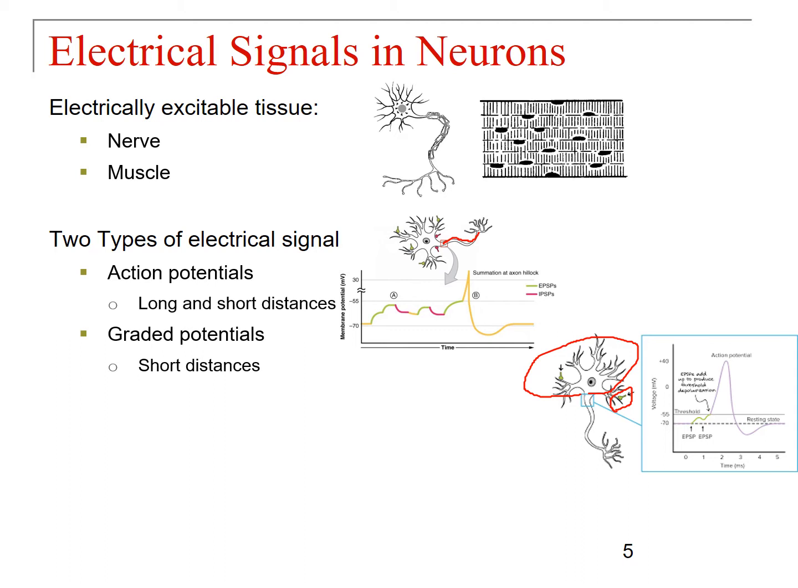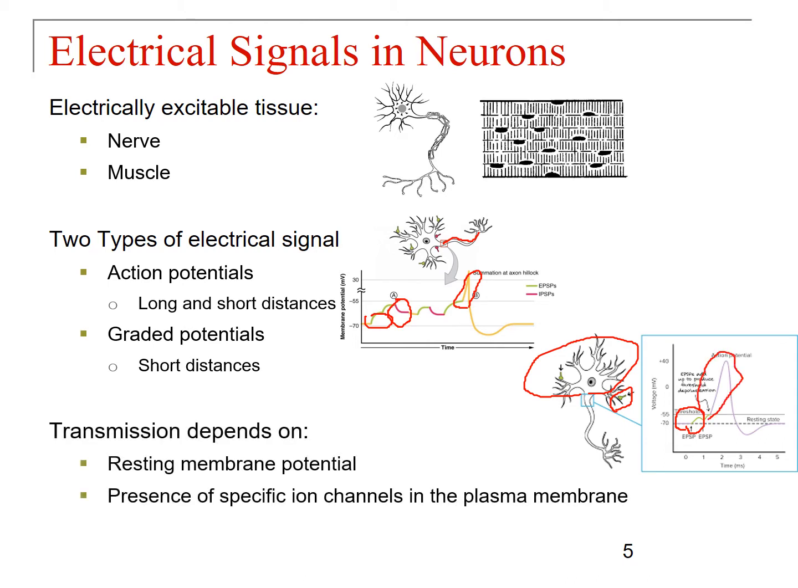Basically, good examples of graded potentials would be right here. So there's a graded potential, and here's a graded potential, and here's another one. What graded potentials can lead to are action potentials here and here. We'll get into more of a discussion about that in this PowerPoint. So your transmission depends on your resting membrane potential. Is it at a normal resting potential? Is it above it or below it?